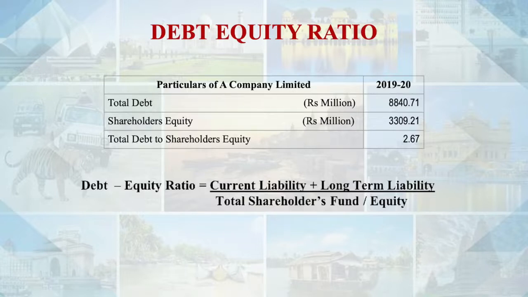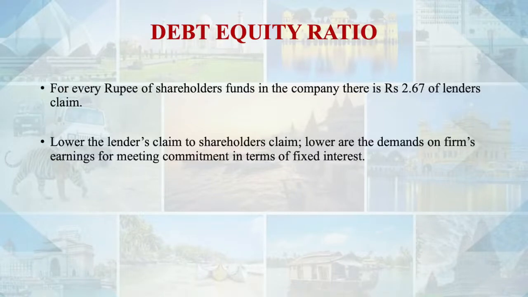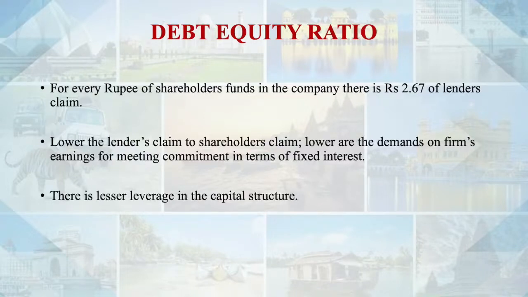Now, what is the interpretation of this ratio? This ratio says for every rupee of the shareholders' fund in the company, there is 2.67 of the lenders' claim. The lower the lenders' claim relative to the shareholders, the lower the demand on the firm's earnings, since the company will have to earn to pay these claims. So this should be on the lesser side, and if it is less, it means the leverage is less, that is the dependence is less, and that is why we say the good ratio is 2:1. That is the acceptable ratio.